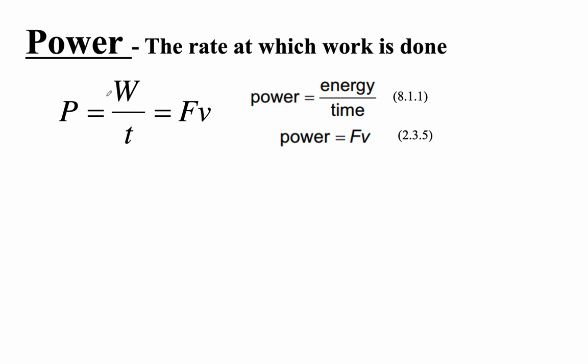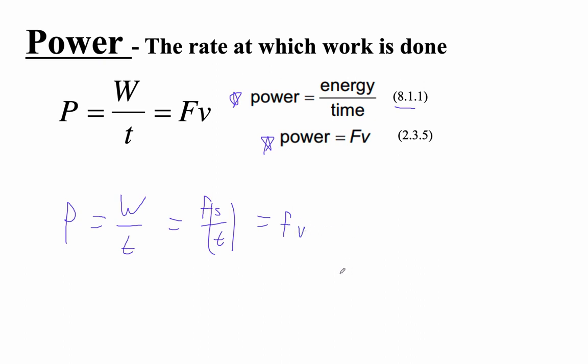The formula is that it's work divided by time. They also give you force times velocity. This is what it looks like in the data packets. So way back in section 8, 8.1, the first formula is this. And then in section 2, they've got this strange formula here. These guys are the same, right? Because remember, power is work over time. Work is force times distance over time. Distance over time is just velocity. So force times velocity is also power.